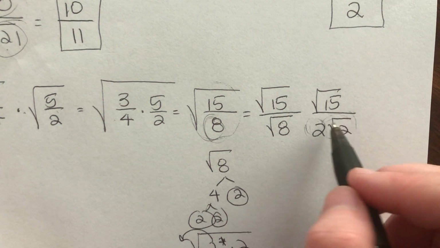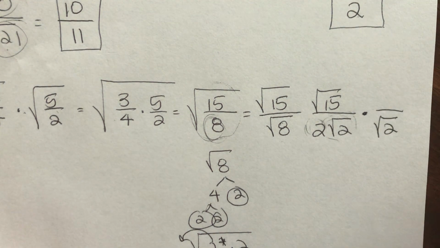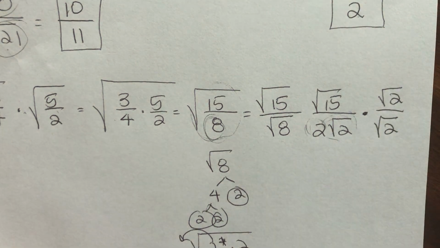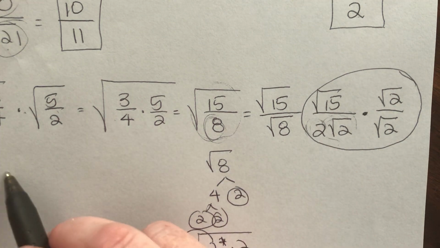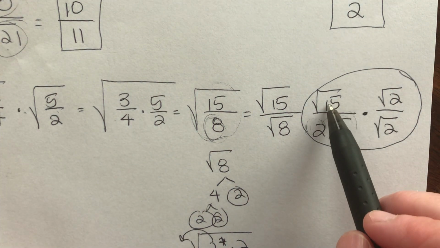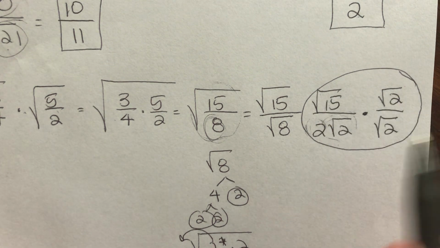So to get rid of square root of 2, I'm going to multiply by square root of 2. And whatever I do to the bottom, I got to do to the top. So I'm going to take this whole thing right here because I ran out of room, and I'm going to do it over here to the side. So 15 times 2 is 30. So I'm going to have square root of 30 on top.